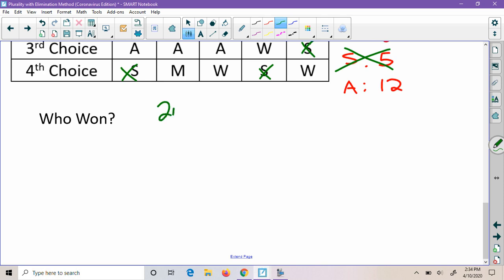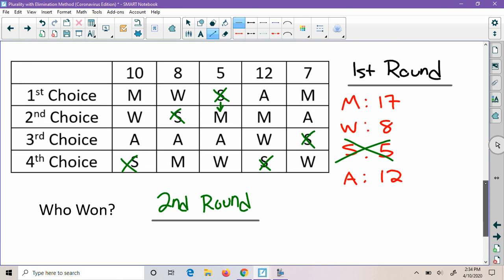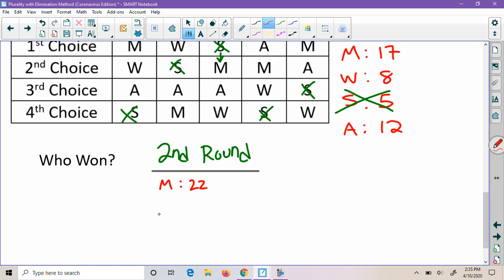So I'm going to come down here, and I'm going to say this is the second round. And I'm going to put the new updated totals for the second round. So like I said, McDonald's gained 5 votes because they got Subway's votes. So now they're up to 22. And everybody else stayed the same. So Wendy's, they still have 8 first place votes going on. A&W, they still have 12 first place votes going on.